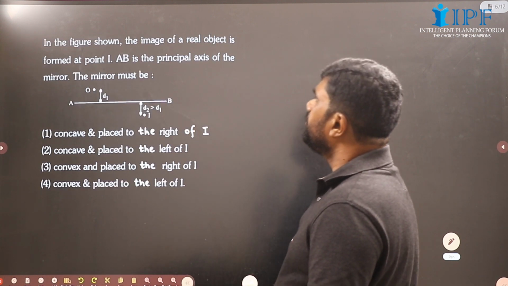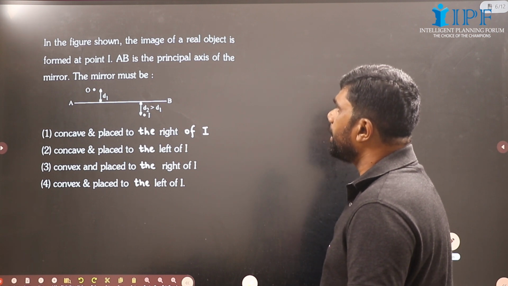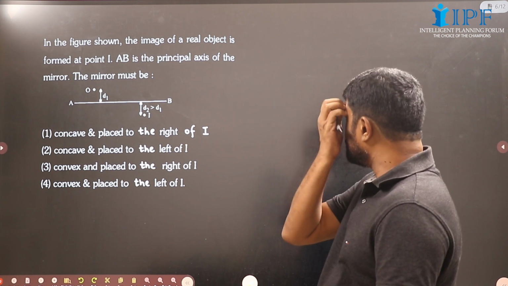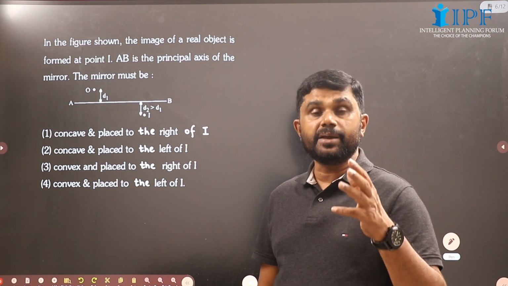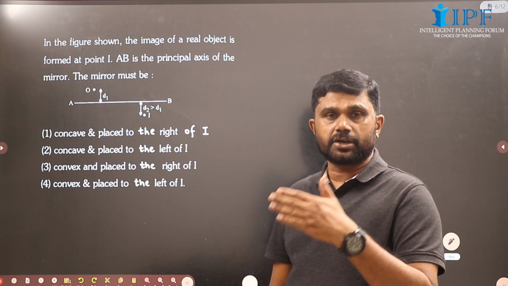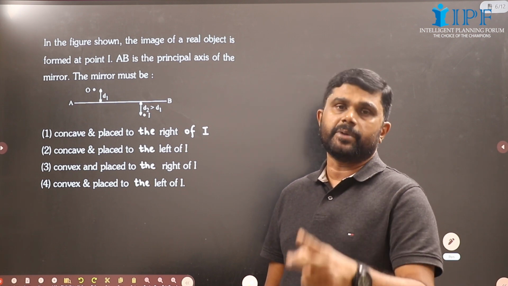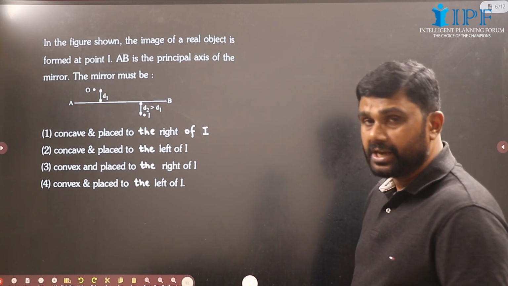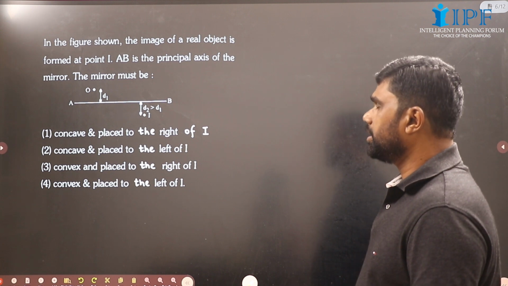Now, in the figure shown, the image of a real object is formed at point capital I. AB is the principal axis of the mirror. See, here the optical element is a mirror and the image formed is real. There are two types of mirrors, convex and concave, but only a concave mirror can form a real image. So as they have mentioned that the image is real, the mirror must be concave.